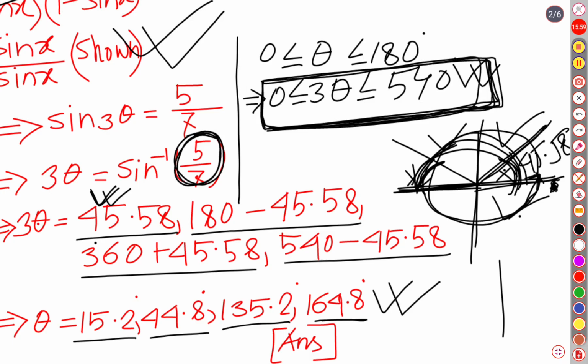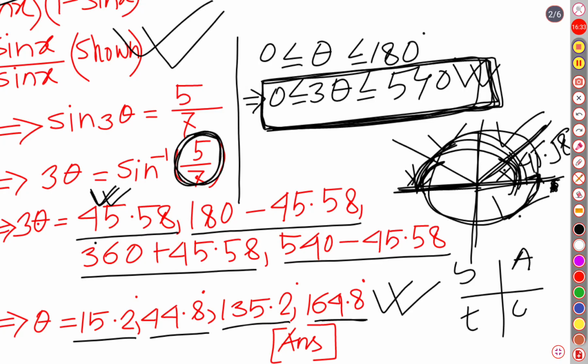Look, let me show you. Here it is ASTC: all the angles are positive in the first quadrant. In the second quadrant only sine is positive. In the third quadrant tan is positive. In the fourth quadrant cos is positive. So this is ASTC, All Students Take Cambridge. In any way you can get it memorized.